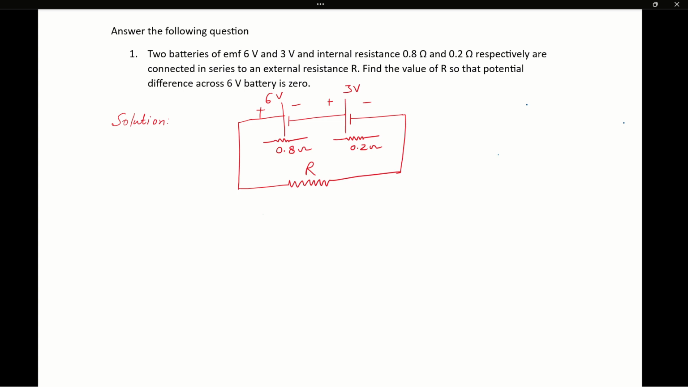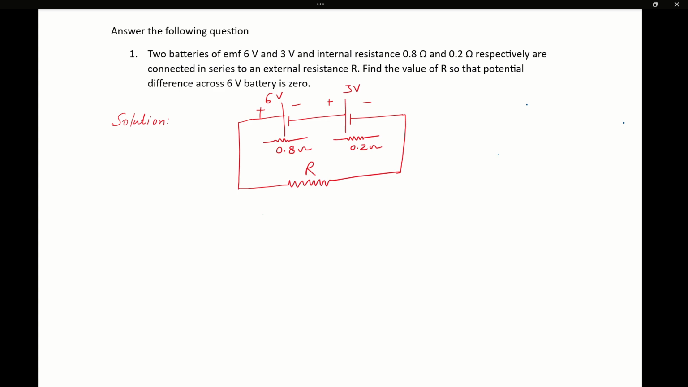The question is like this. Two batteries of EMF 6 volt and 3 volt and internal resistance 0.8 ohm and 0.2 ohm respectively are connected in series to an external resistance R. Find the value of R so that potential difference across 6 volt battery is 0.